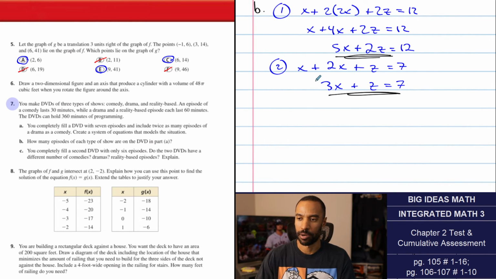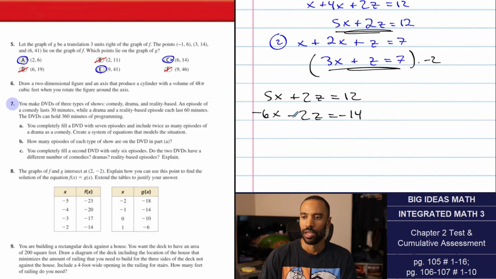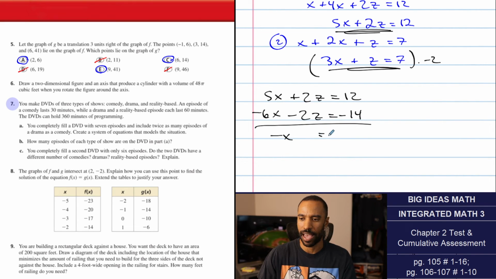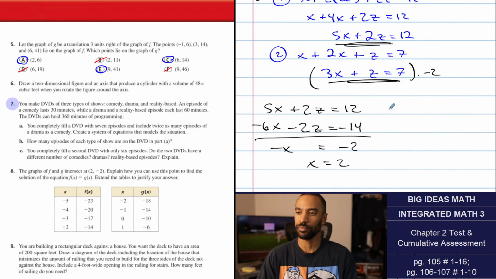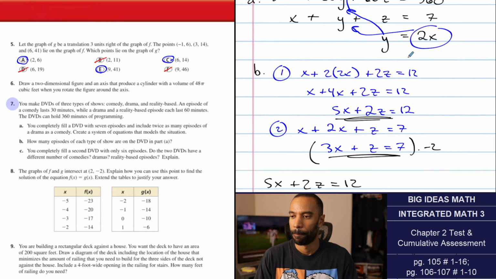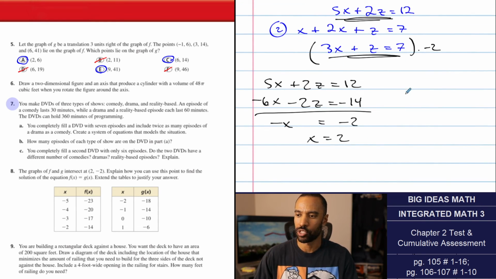If I multiply the bottom equation by -2, now I'll have 5x plus 2z equals 12, and down here I'll have -6x minus 2z equals -14. The z's cancel, and you're left with -x equals -2, or x equals 2. There are 2 comedy episodes on the DVD. To solve for the number of dramas, y equals 2x. There are twice as many of those, so 2 times 2, so y equals 4.